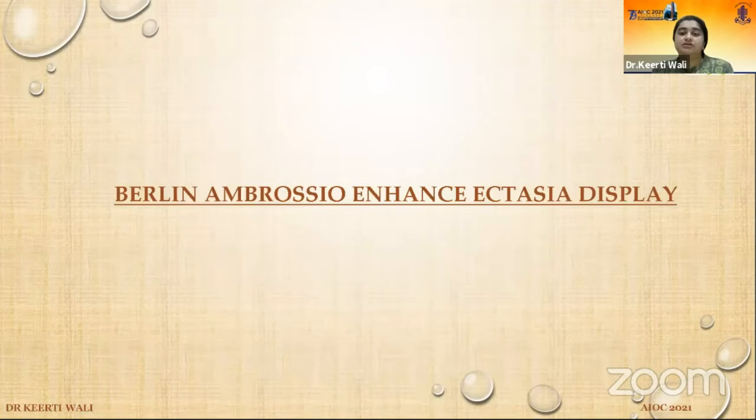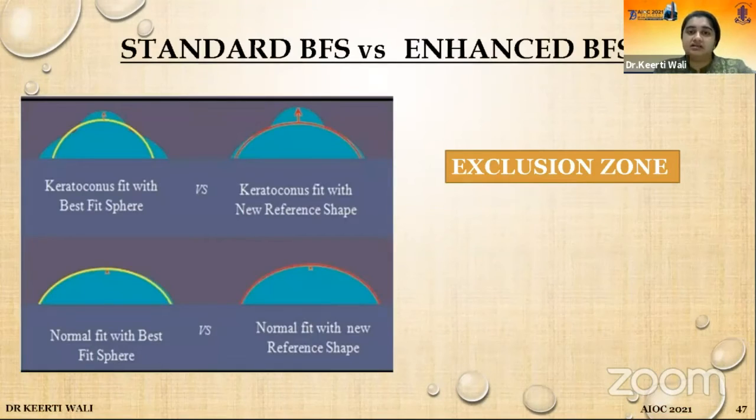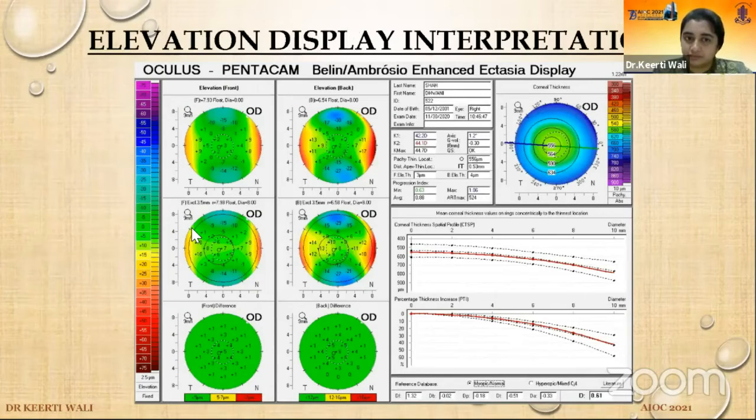Berlin-Ambrosia enhanced ectasia display is a special feature that we get with Pentacam. In this, the Pentacam gives us the elevation maps using the enhanced BFS. This uses the concept of exclusion zone. A 4 mm zone of ectatic cornea is excluded and the elevation maps are given along with this enhanced BFS. So this is how the map looks.